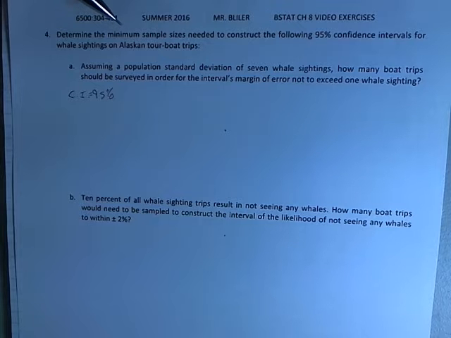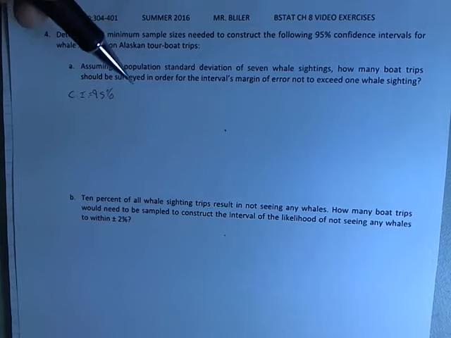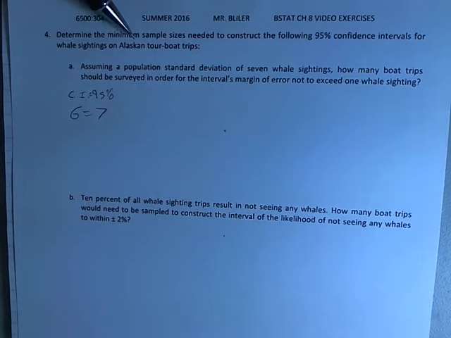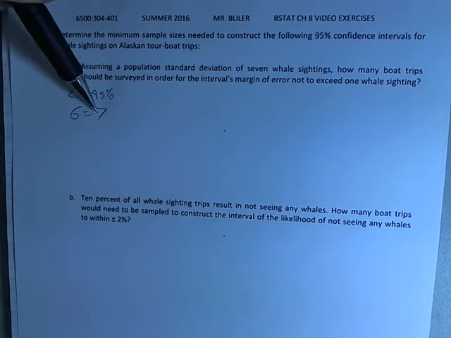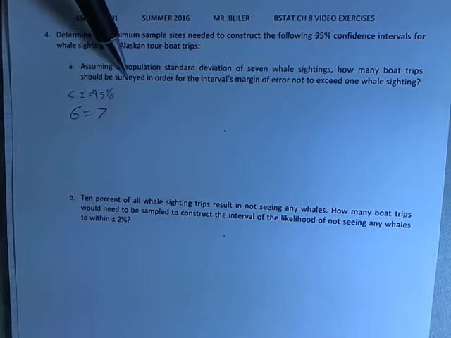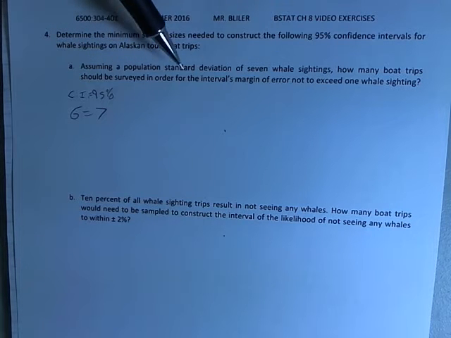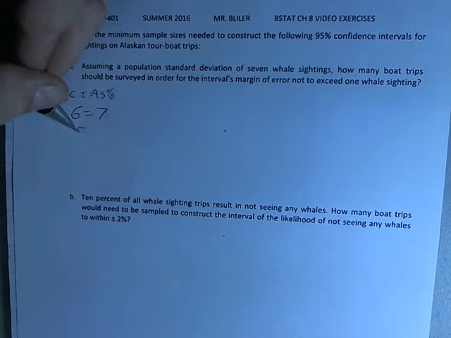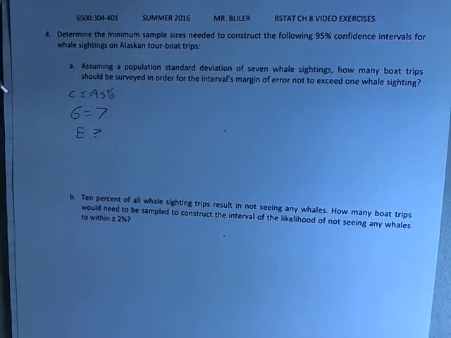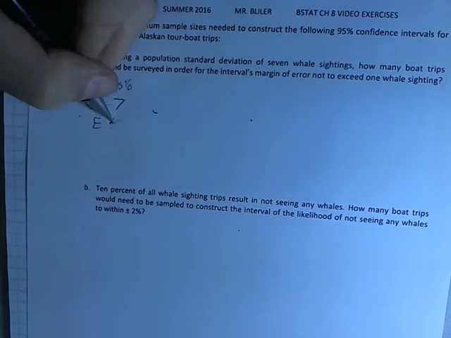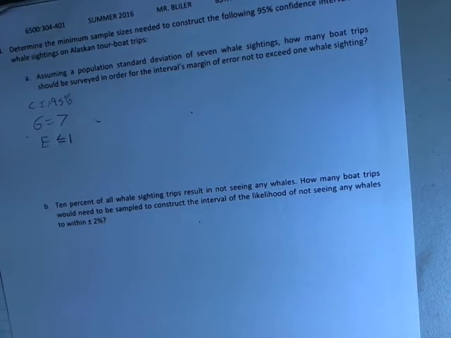Okay, first part here, part A, we're told to assume a population standard deviation of 7 whale sightings. So in other words, for all Alaskan tour boat whale sighting trips, the standard deviation is 7 whale sightings. How many boat trips, in other words, what sample size, should be surveyed in order for the 95% interval's margin of error to not exceed 1 whale sighting? So therefore, E, or margin of error, of less than or equal to 1 whale sighting.